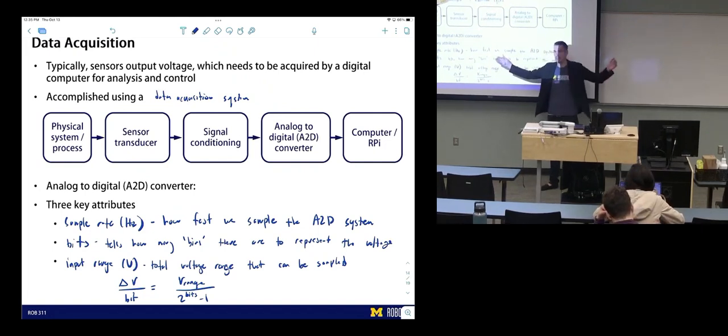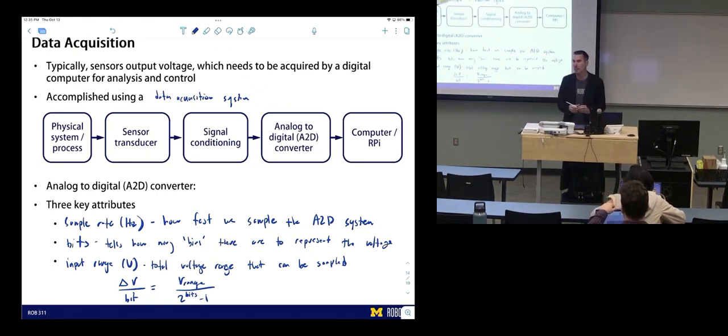Our voltage range is the total range that the input or output can take. So it's usually minus 10 to 10 or minus 5 to 5 or something like that. Why the minus 1? Because 0 is 0. 0 bits is really the first. 0 means no signal, so that takes one of your bins.